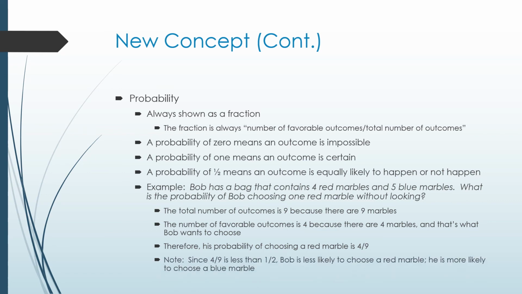Now remember, if 1/2 means that you're equally likely to have something happen or not happen, since 4/9 is less than 1/2, Bob is less likely to choose a red marble. He's more likely to choose a blue marble.